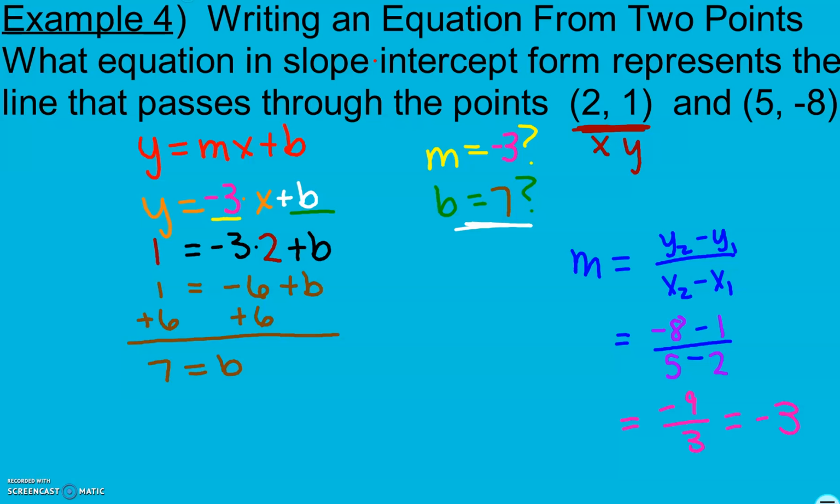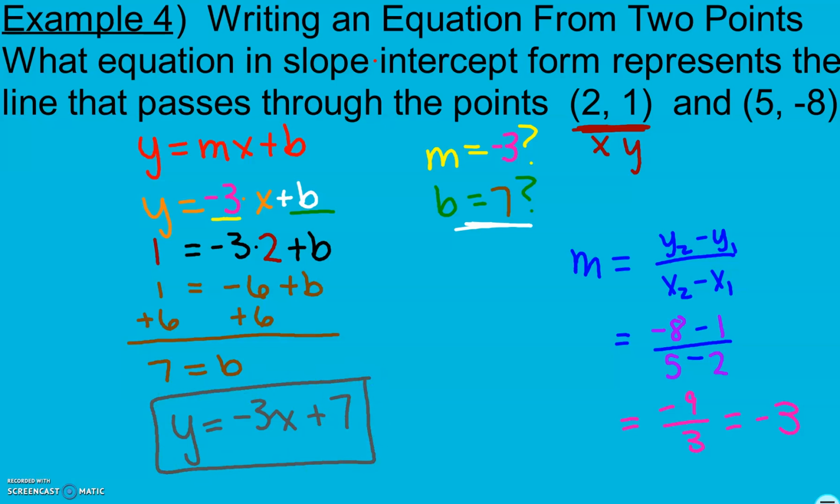Now that I know what all of my pieces are, I set up my framework. Y equals something times x plus b. My slope, -3, intercept, +7. So y equals -3x plus 7.